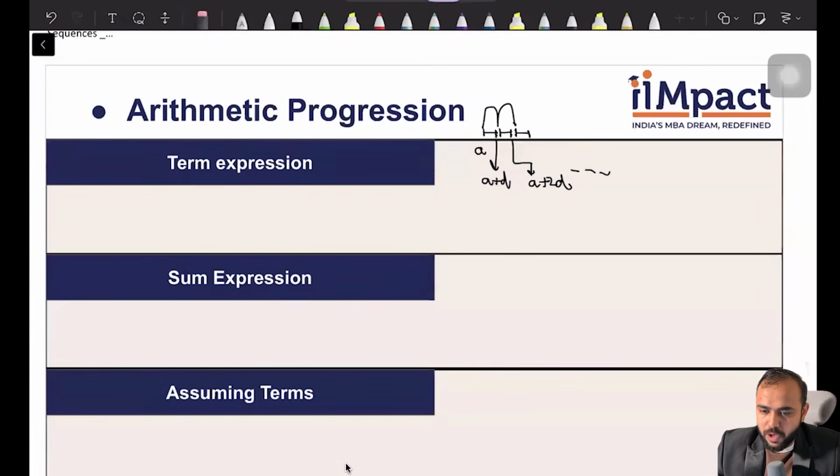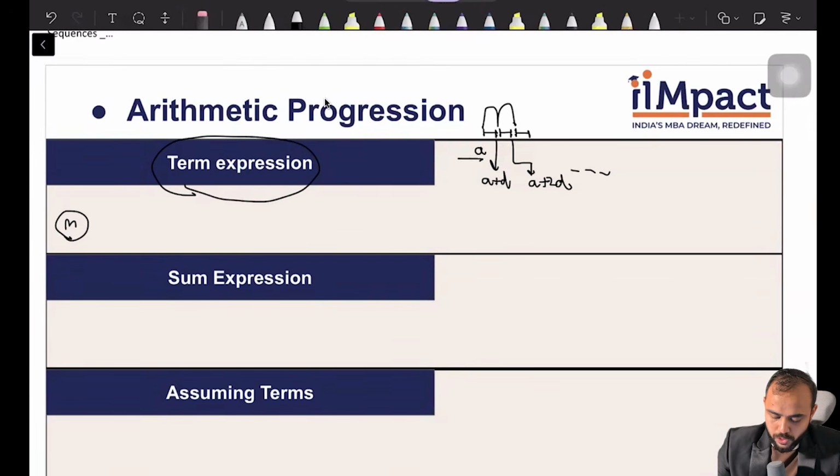So for any progression for which you have terms defined, it should be defined in terms of the position within that sequence. So I should have a formula for the term expression in terms of the position, which we are now going to refer to as n. So nth term would mean, for example, if I say third term, it would mean 1, 2, 3. Third term from the starting.